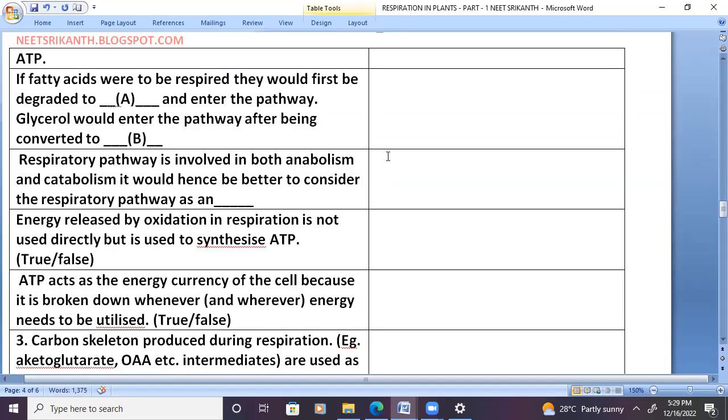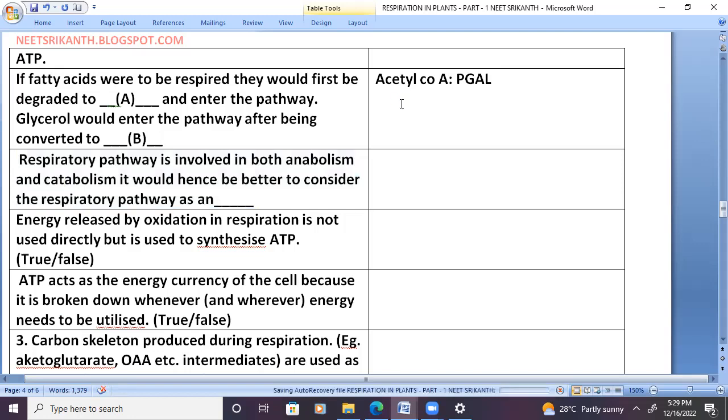If fatty acids were to be respired, they would first be degraded to dash and enter the pathway. Fatty acids were to be respired, they would first be degraded to acetyl coenzyme A and enter the pathway. The glycerol would enter the pathway after being converted to PGAL.